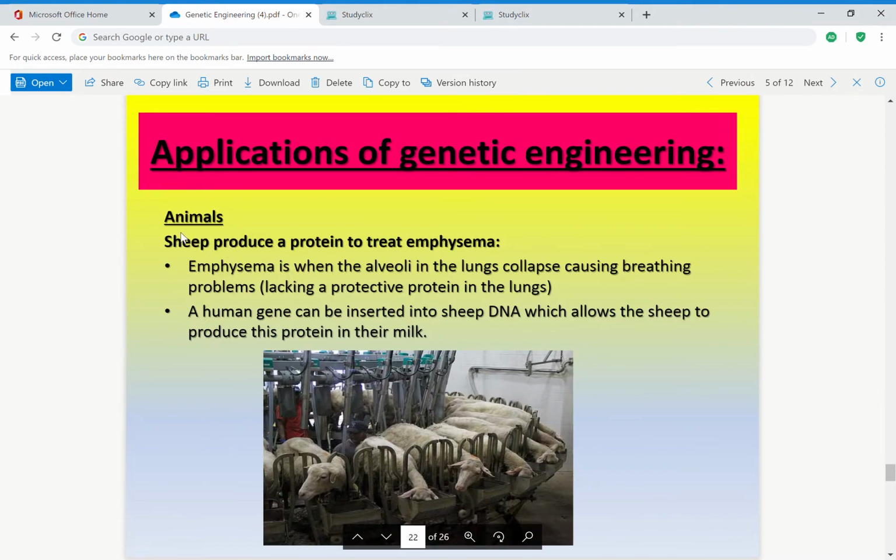Involving animals, there is a certain lung condition that humans have called emphysema, where they're missing a particular protein to do with their lungs. What you can do is get a sheep to produce a protein to treat emphysema. Essentially, you genetically engineer the sheep, and when they produce milk, their milk will have this particular protein in it. And then someone with emphysema can drink this milk in order to replace the protein that they did not have.